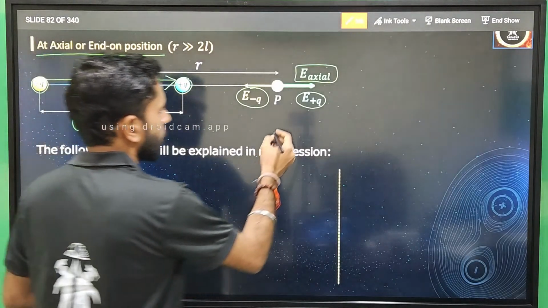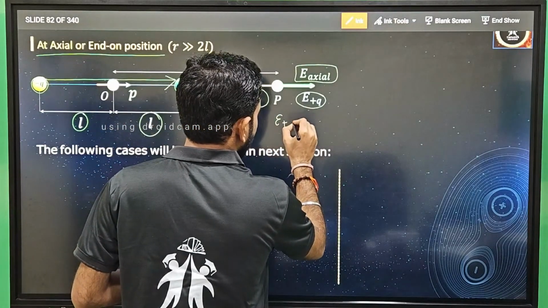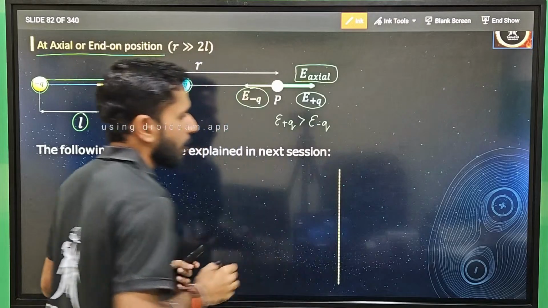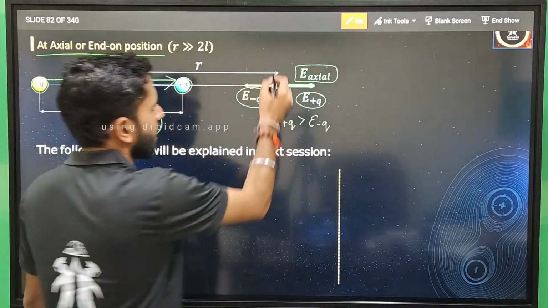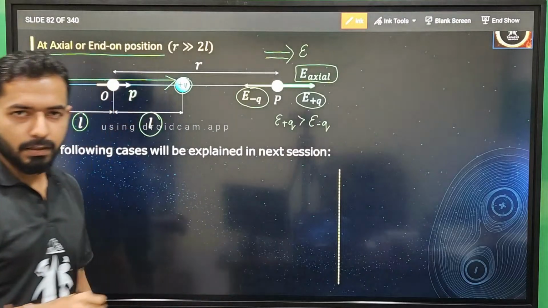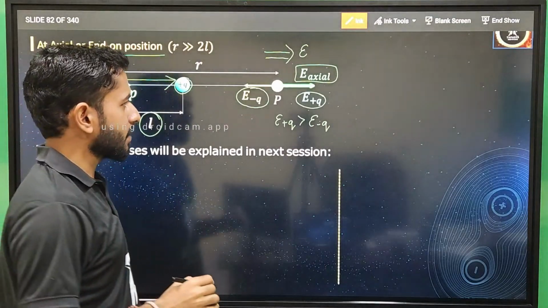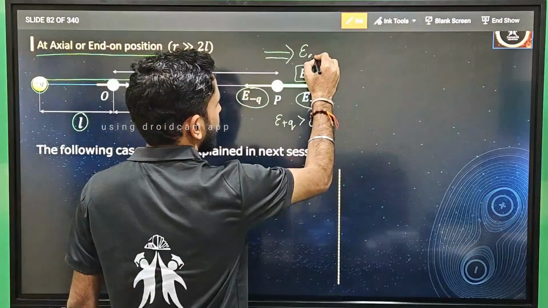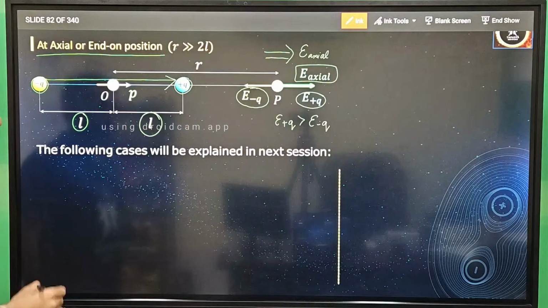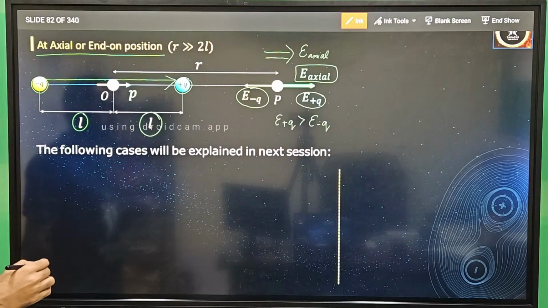That means I can say simply that the electric field due to plus Q has to be greater than the electric field of the minus Q. That means the net direction of the electric field will be in the positive direction. Correct? Till here the directions are clear, that this is the net direction I have at the axial position as electric field. Correct? Now let's see how we can calculate that also.